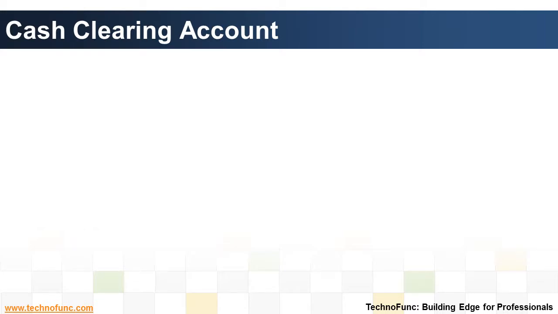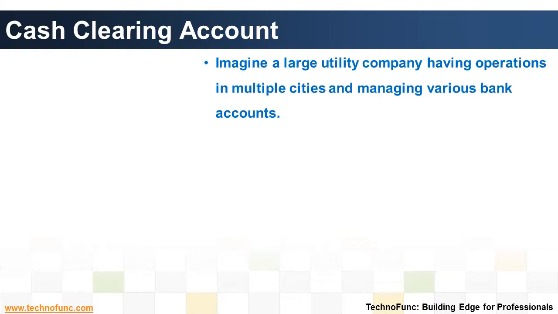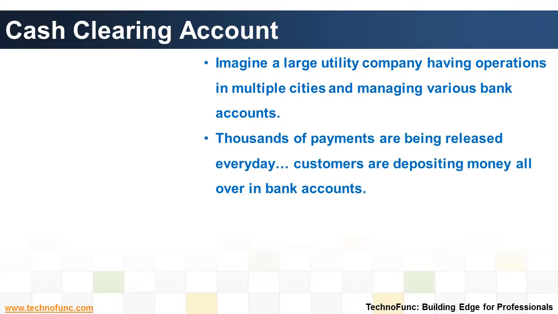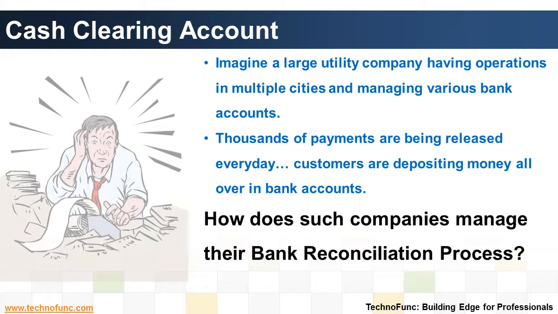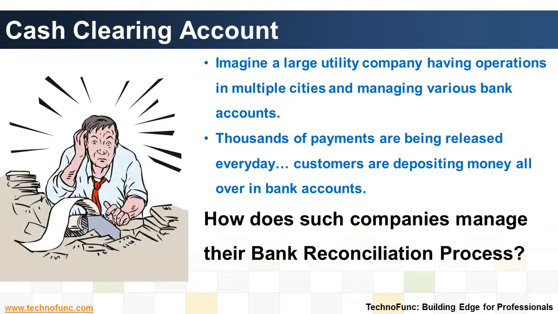Imagine a large utility company having operations in multiple cities and managing various bank accounts. Thousands of payments are being released every day to meet expenses of the company. Customers residing all over the country are depositing money, all in different bank accounts, to purchase different products or clear outstanding invoices. How do such large companies manage their bank reconciliation process?